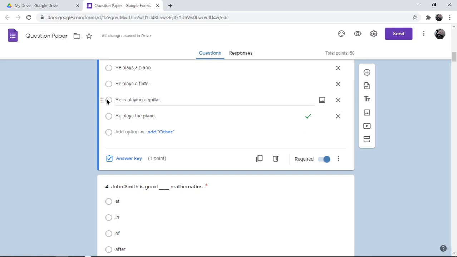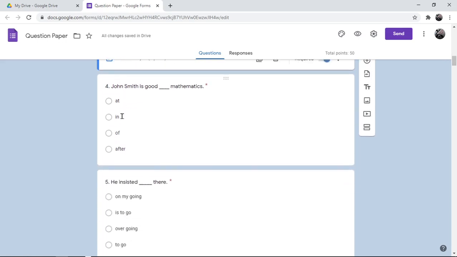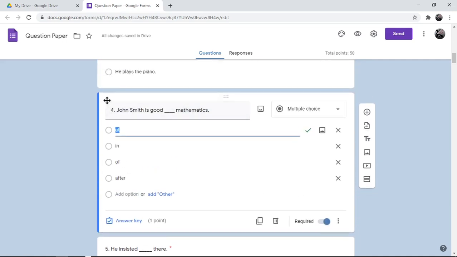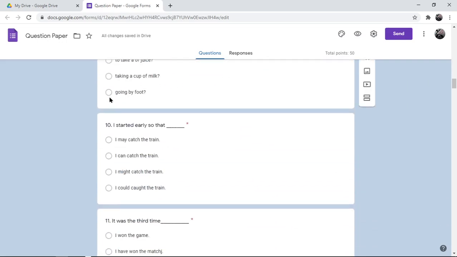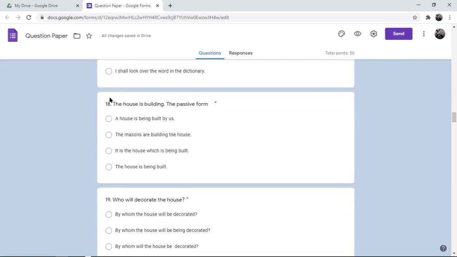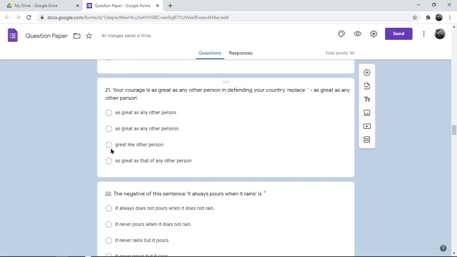Right, so you have to press here, right? So this is question number 4. John Smith is good at mathematics. So in my view, this is the correct answer. Okay, you just have to press which you think is correct. So in this way you have to choose, you have to correct 20 answers.